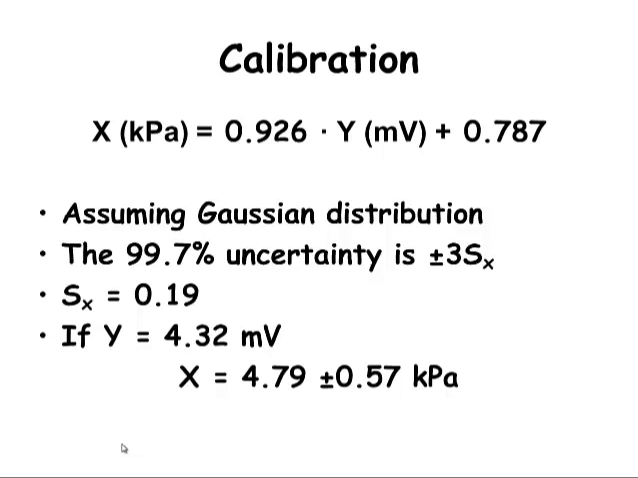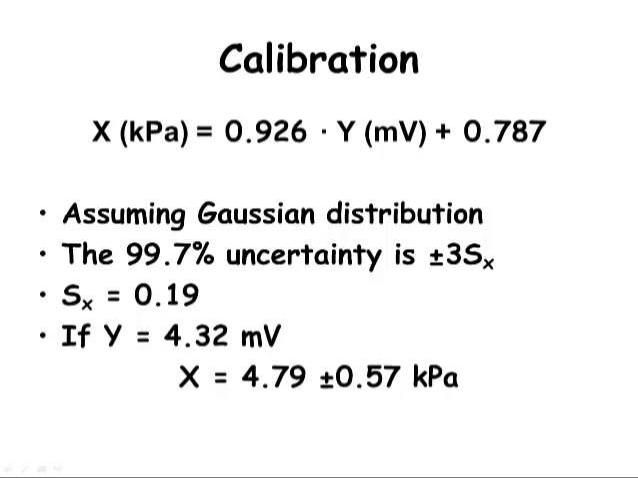The equation for S of x is given on page 3-8 of the notes. S of x equals S of y divided by A. The equation for S of y squared is given on page 3-6. For this example, S of y squared equals 0.0433 millivolts and A equals 1.08. So S of x squared equals 0.03712. So S of x equals 0.19. And the 99.7% uncertainty is 3 times S of x, or 0.19 in this case. So 3 times 0.19 is equal to plus or minus 0.57.